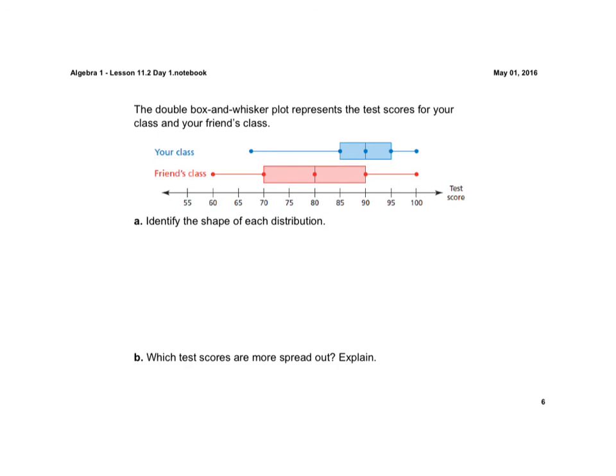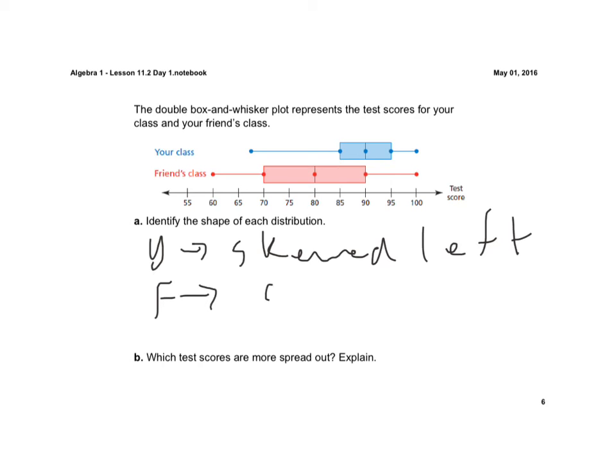It says here, the double box and whisker plot represents the test scores of your class and your friend's class. Identify the shape of each distribution. Well, it looks like your class would be skewed left because of the whisker, and your friend's class would be symmetrical.